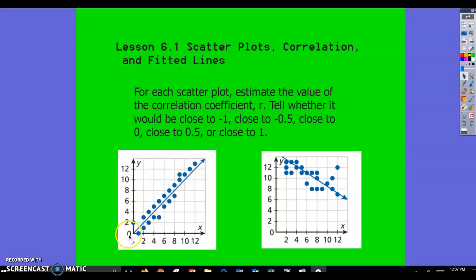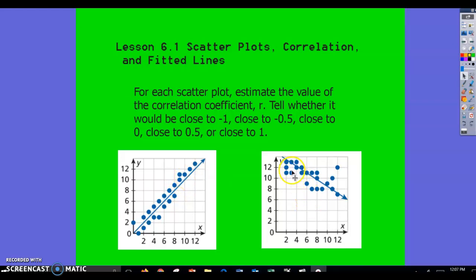All right, so you can see this is a positive correlation, so it's going to be either 0.5 or 1. This looks very strong. It's pretty closely related to this line. So this example would be close to 1. So R would be close to 1. Not exactly 1 because the points are not exactly on that line, but it would be something like 0.93 or 0.96 or something like that. Okay, so it'd be close to 1.